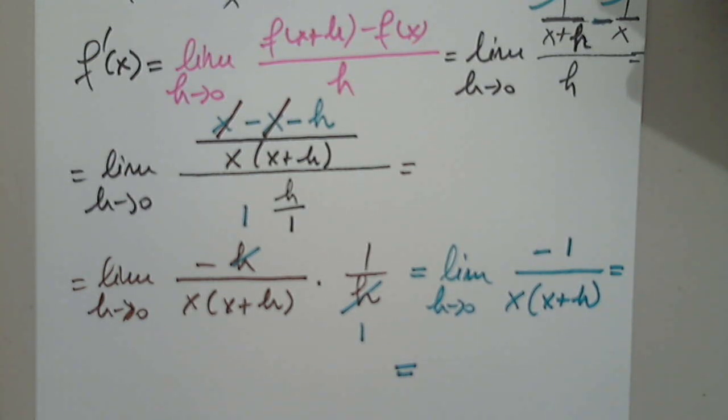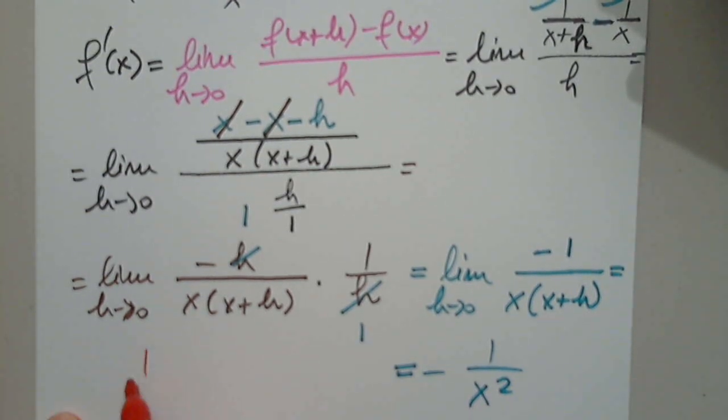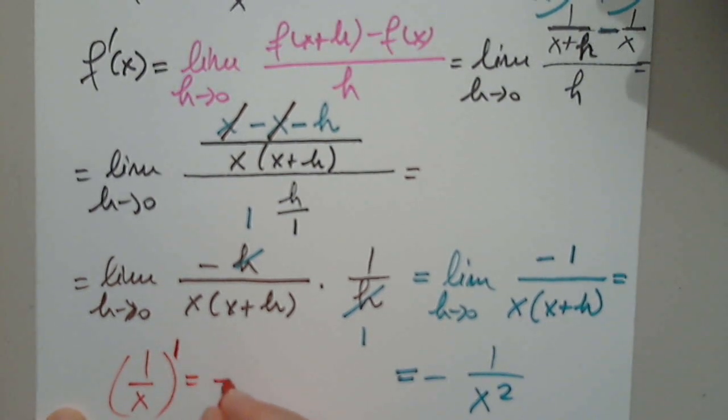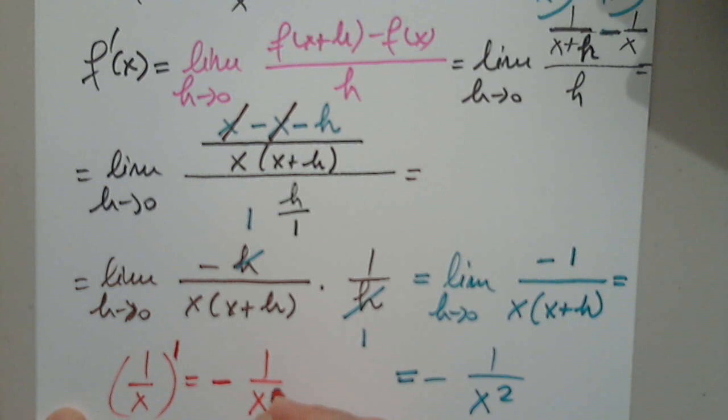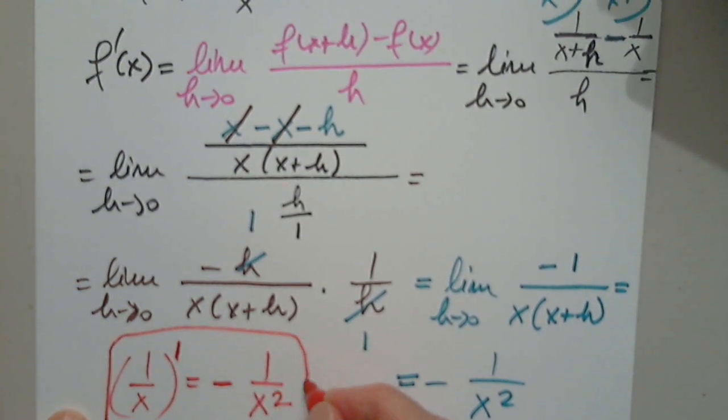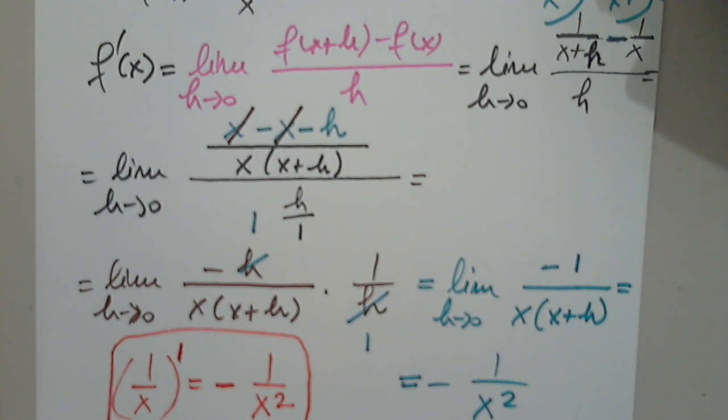Is it -1 over x squared? That's it. So please carve this in stone in your memory. 1 over x prime equals -1 over x squared. Please carve this in stone. Good. And now we want to look at the square of x.